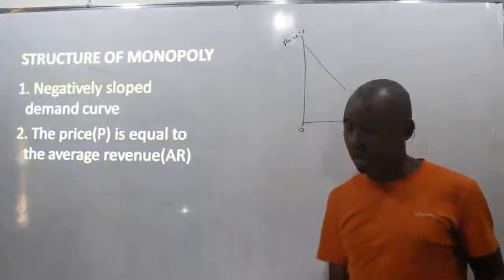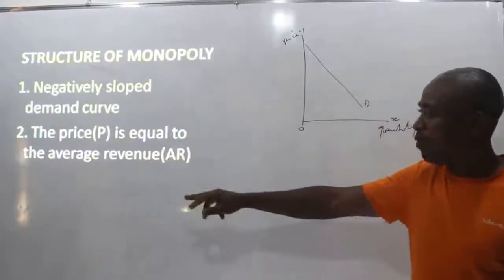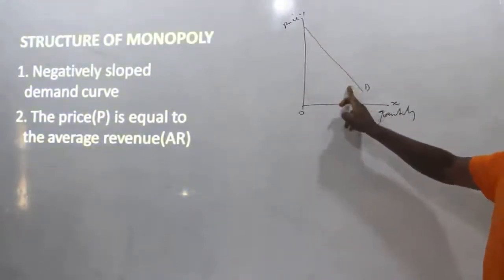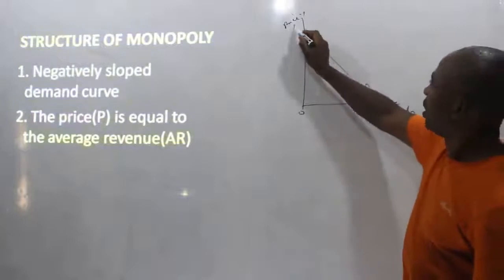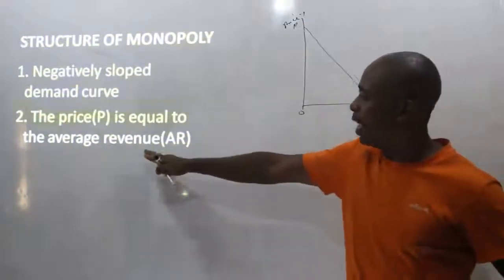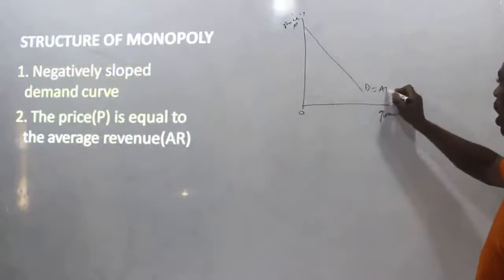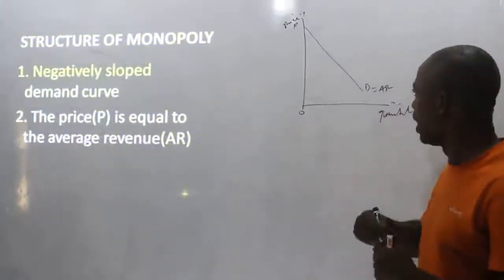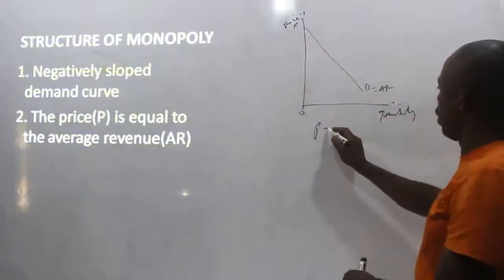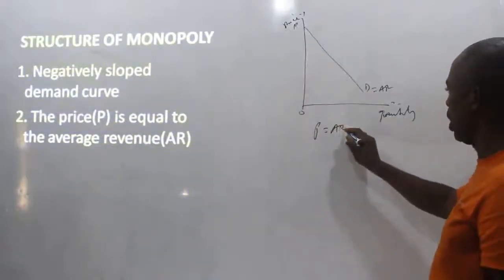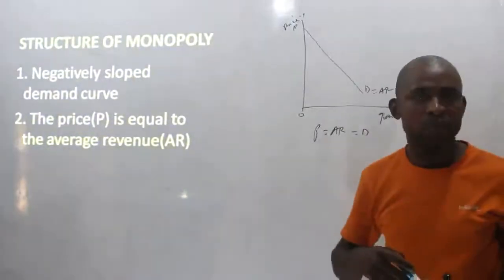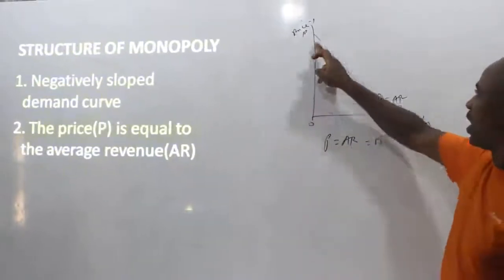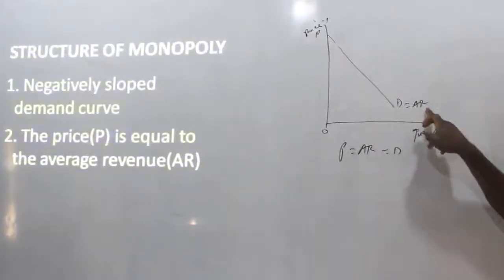Now the second one is the price is equal to the average revenue. Now this negatively sloped demand curve is the same as the price. And here the price is equal to the average revenue. So the equation representing the monopolist now is the price, which is here, is equal to the average revenue and is equal to the demand curve. So this line stands for three things. It is the price line, the demand curve, and the average revenue.